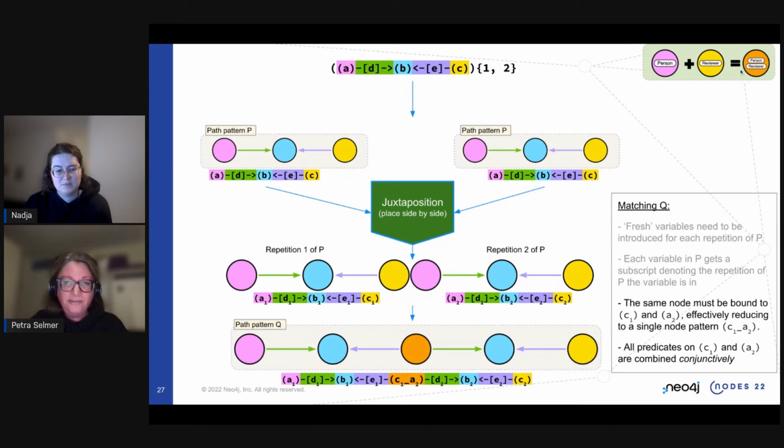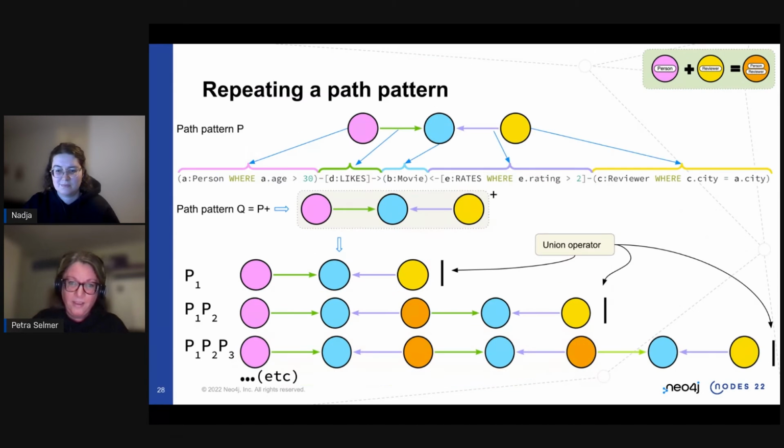What then happens, and hopefully it was clear when I went through this legend over here, is that all predicates on C1 and A2 will be combined conjunctively. So remember that this yellow node here had a reviewer label. All pink nodes have a person label. Well, if you're combining predicates conjunctively, it means that the orange nodes that result have got to have both person and reviewer labels. Right, so let's unpack that a bit more.